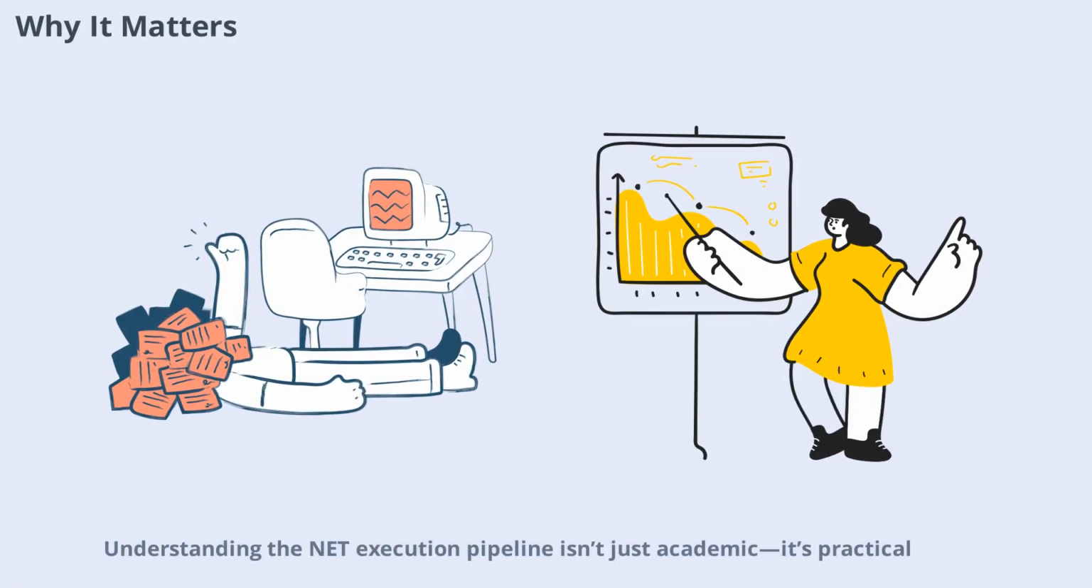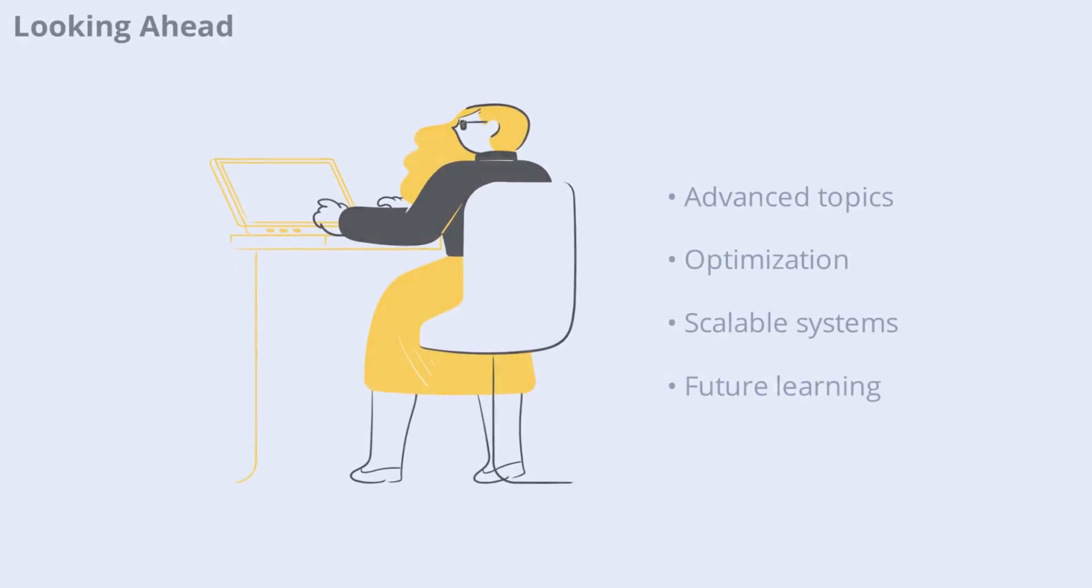Understanding the .NET execution pipeline isn't just academic, it's practical. It affects how your applications perform, how they handle errors, and how they scale. By mastering these concepts, you become a more effective developer, capable of building reliable, high-performance software. The runtime is not a black box, it's a powerful tool that shapes your application's behavior and success. This knowledge is just the beginning.